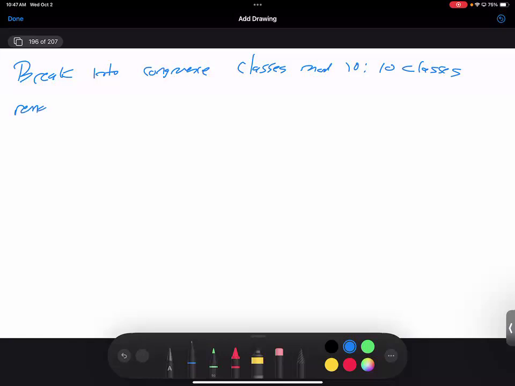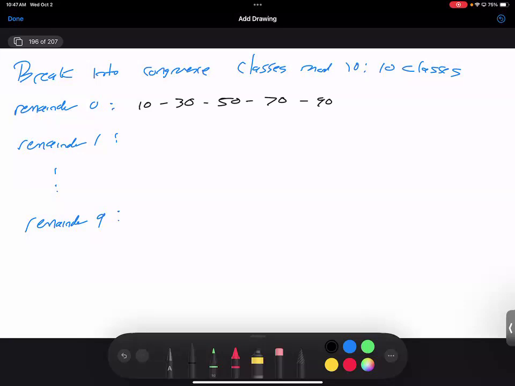So remainder 0, remainder 1, ... remainder 9. And for each one of these, what's the maximum we could take? 5. We can't take two things, right? So we can't do 0, so we could do 10. We can't do 20. We could do 30. Can't do 40. Could do 50, 70, and 90.